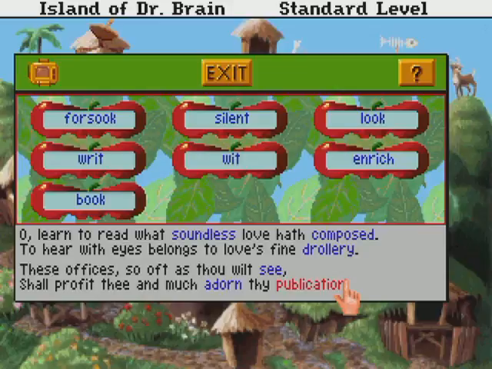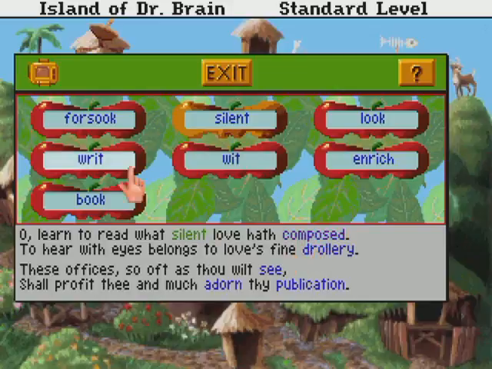Oh, learn to read what soundless love hath composed. To hear with eyes belong to love's fine drollery. These offices, so oft as thou wilt see, shall profit thee and much adorn thy publication. Alright, soundless. Silent. Alright. Love hath composed. Writ. To hear with eyes belong to love's fine drollery.